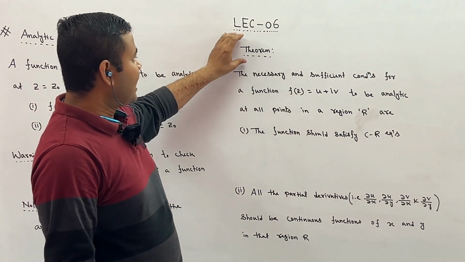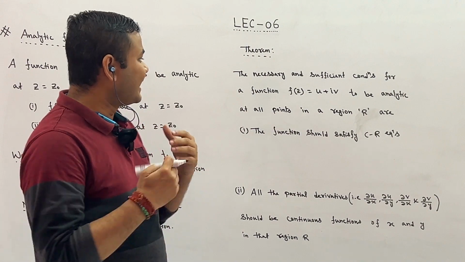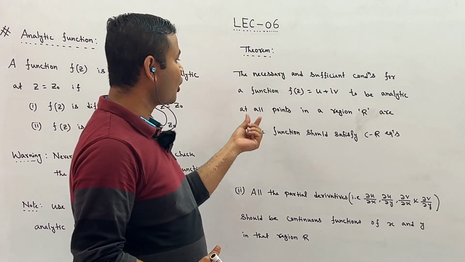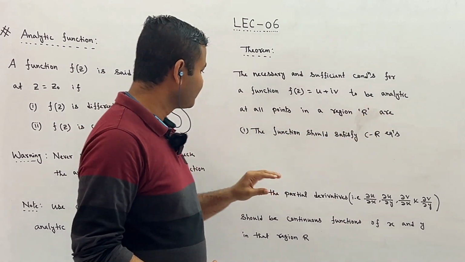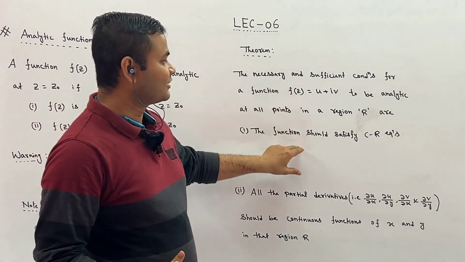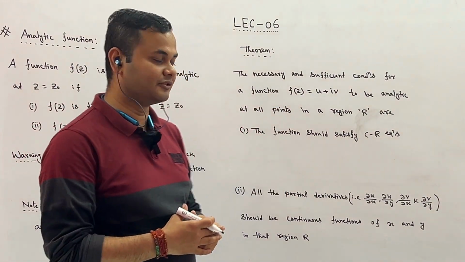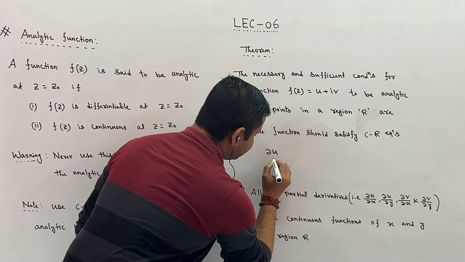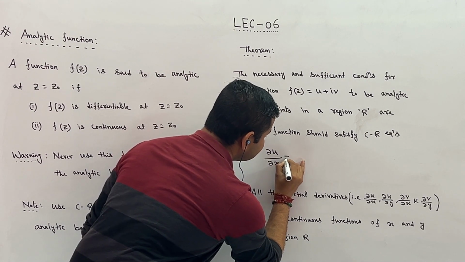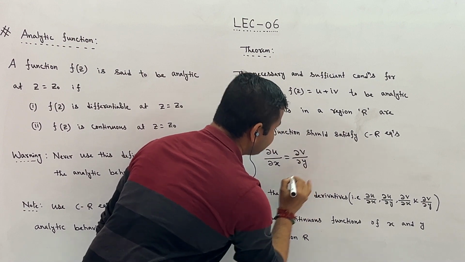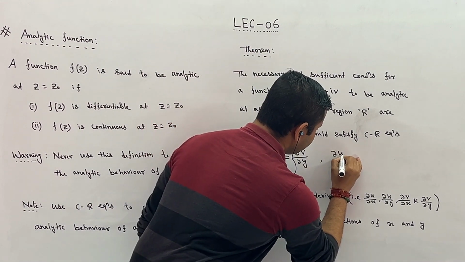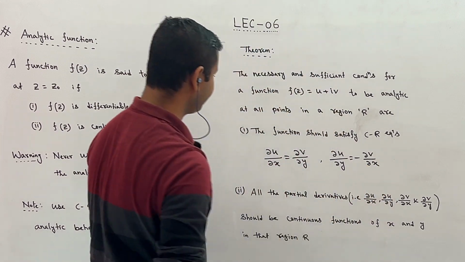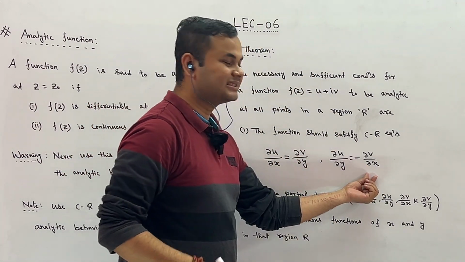Next, I am going to teach you one very important theorem. According to this theorem, the necessary and sufficient conditions for a function f of z to be analytic at all points in a region capital R are: number 1, this function f of z has to satisfy CR equations or Cauchy Riemann equations. And these Cauchy Riemann equations are del u by del x is equal to del v by del y, and del u by del y equal to minus del v by del x. So these are known as the Cauchy Riemann equations in Cartesian form.